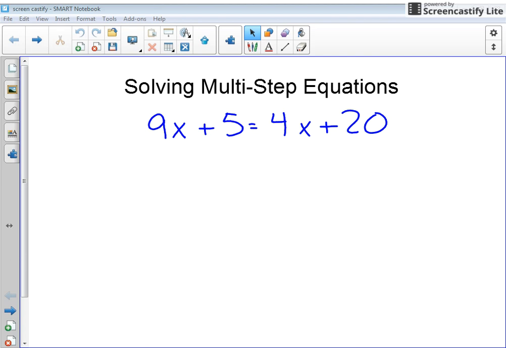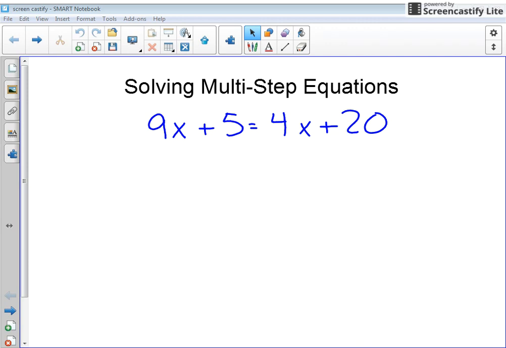Hello, today I want to talk to you about solving multi-step equations. We have the equation 9x plus 5 equals 4x plus 20. If you notice, we have a variable, and that variable is x, and it appears on the left-hand side of the equal sign as well as on the right-hand side of the equal sign.